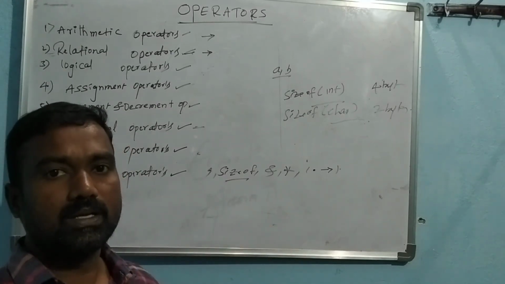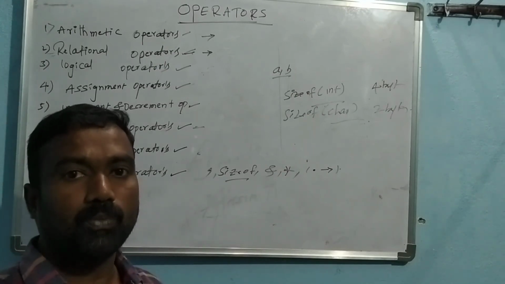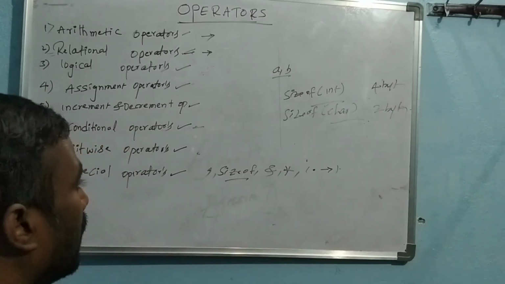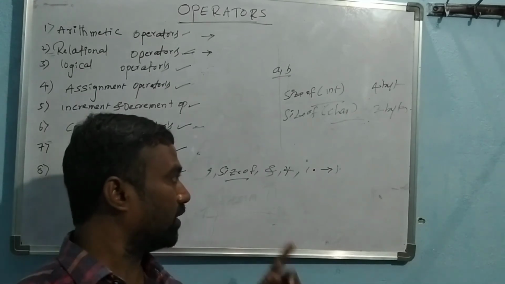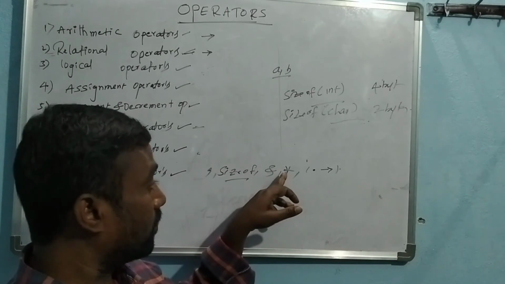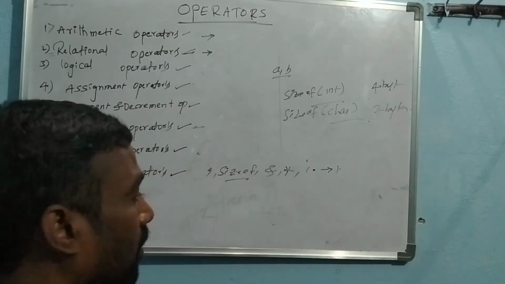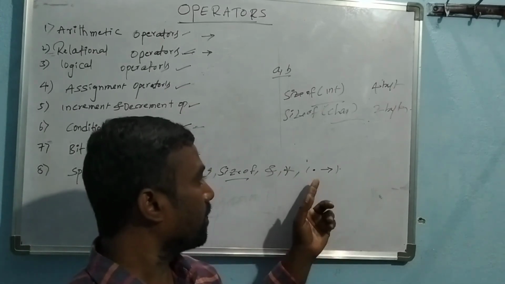The ampersand operator and the asterisk operator we will discuss in the pointer concepts. Whenever we are talking about pointers, we will discuss these. Ampersand is the address operator and asterisk is also an addressing operator. That means we are finding the address of another variable. We will discuss it in the pointer sections.